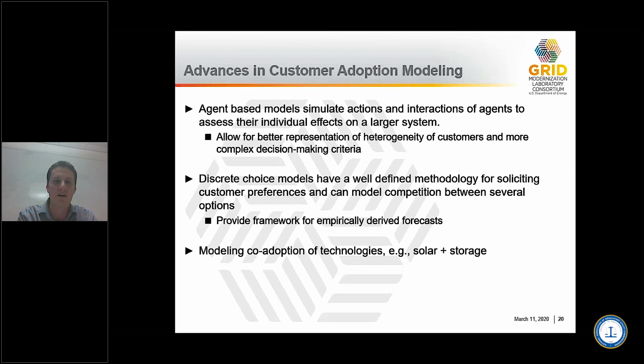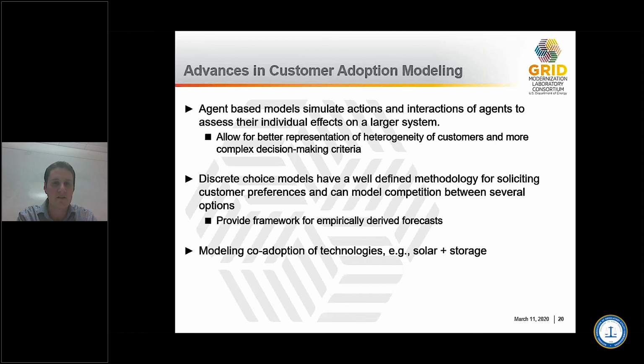Discrete choice models are another popular method of simulating the customer adoption process. Discrete choice models are very well established and they're used for soliciting customer preferences for different bundles of goods, for example how much someone might trade off backup power versus the cost of that backup power versus retail bill savings. So it's a method that is data-driven and can be used to understand combinations of choices.